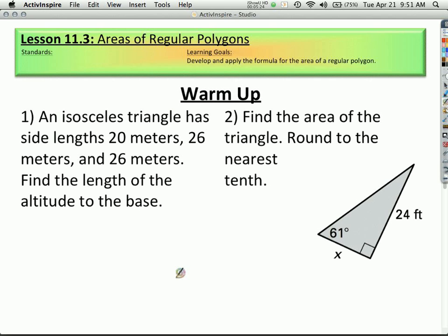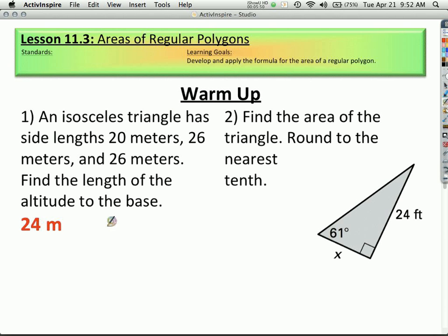Number one, what did you get for the length of the altitude? I've got student number 7 and student number 2. Student number 2? 24. The correct answer is 24 meters. Very good. I got 2 people who got it right. We'll survey in a moment.